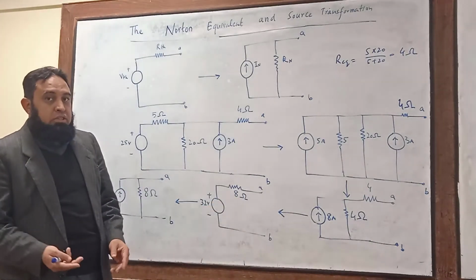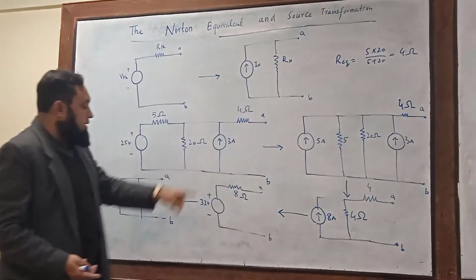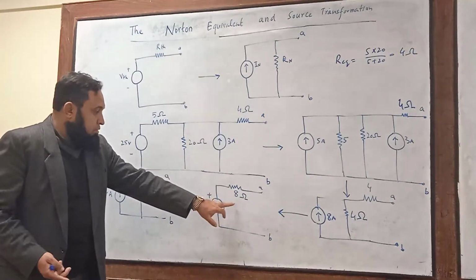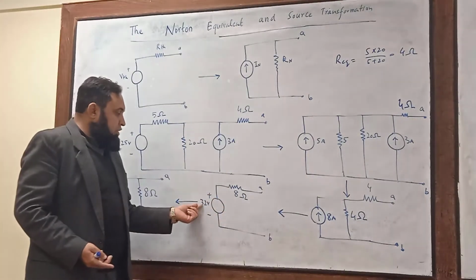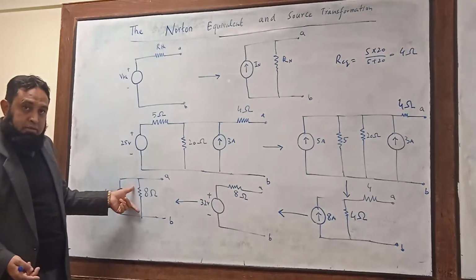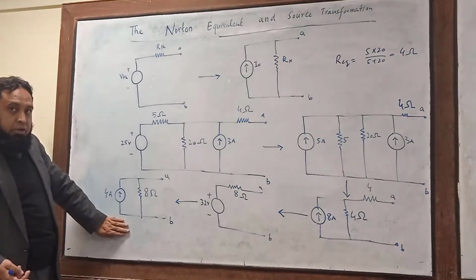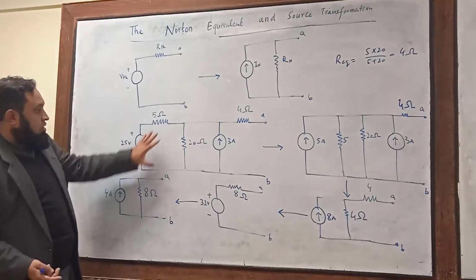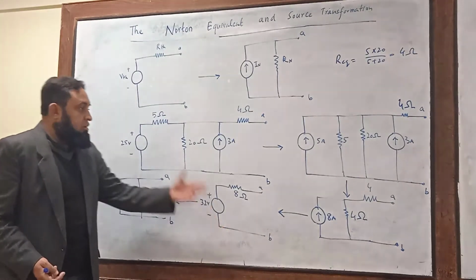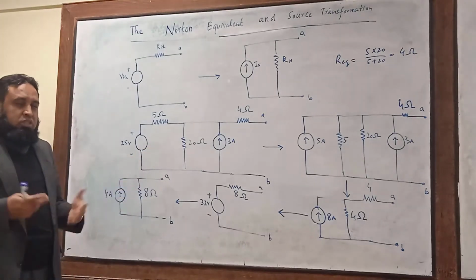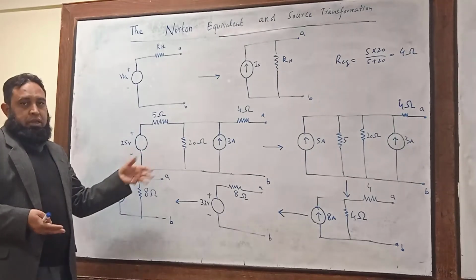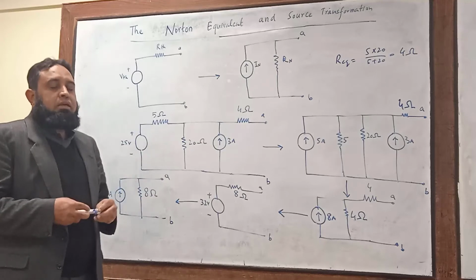So we will again do the source transformation in exactly a similar manner. Dividing this voltage by this resistance, we have 32 by 8, a 4 ampere current source, and the 8 ohm resistance will appear in parallel. So now this is the Norton equivalent circuit of this whole circuit, and this is the Thevenin equivalent representation of this whole electrical circuit. This is the way to get the Norton equivalent circuit from a complex electrical circuit.